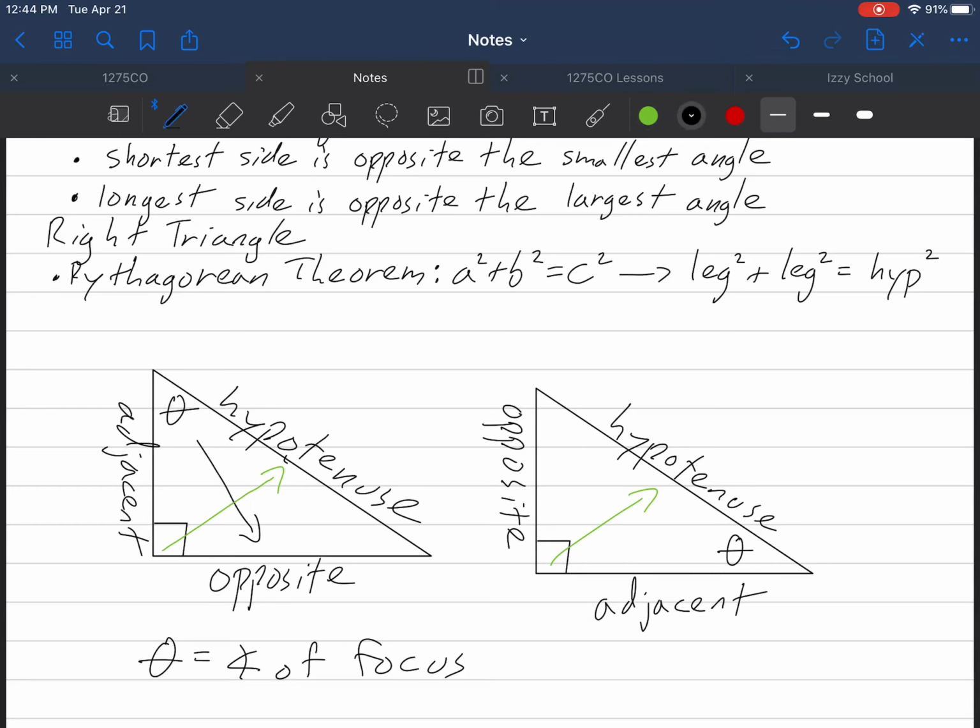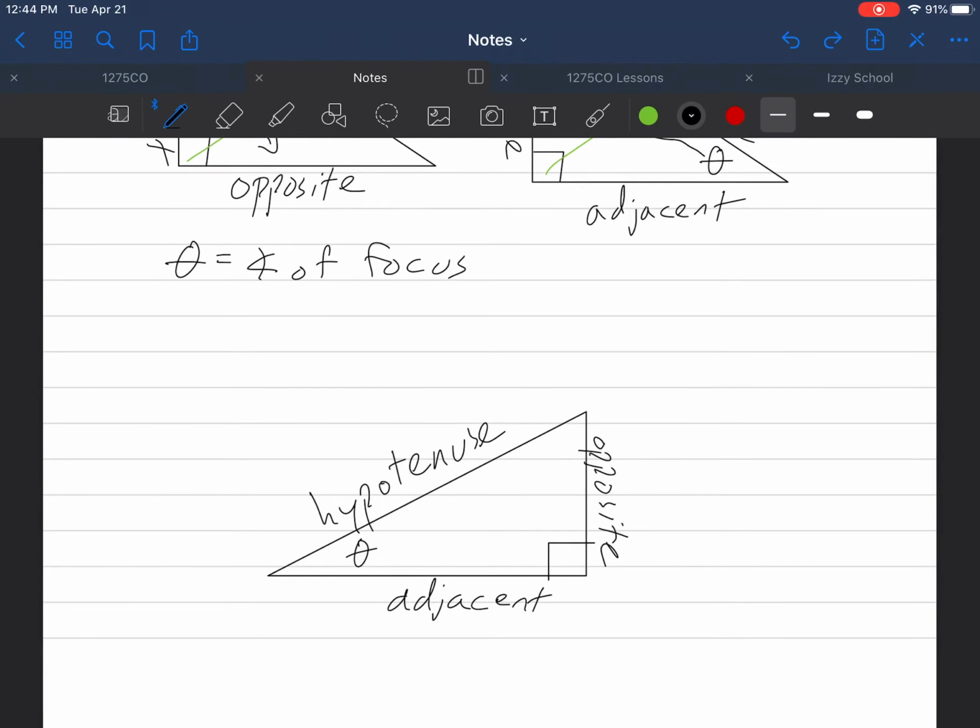The ones that are going to change based on your angle of focus are the other two labels, opposite and adjacent. Opposite is always opposite the angle of focus. So if your angle of focus, again, is up here, then your opposite is down here. But if your angle of focus changes to this location, then your opposite is going to be in this location. And adjacent, again, is the second side, not the hypotenuse, that forms your angle of focus.